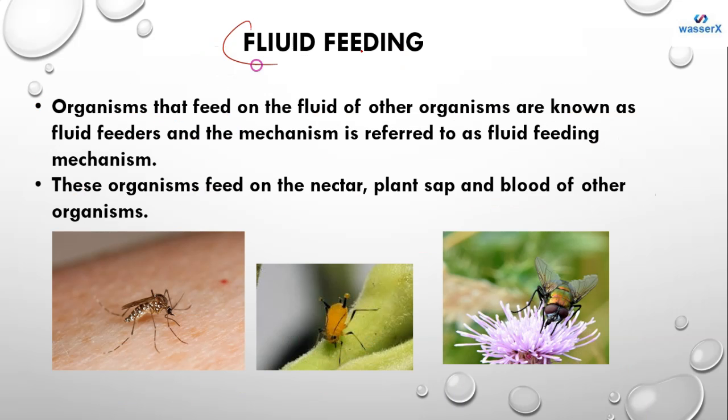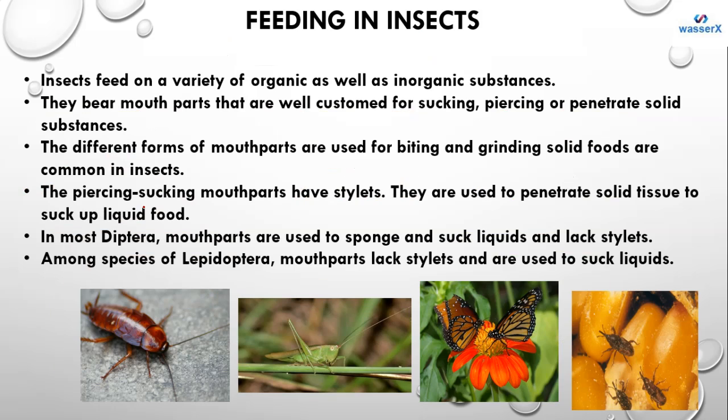Now we have fluid feeding. These are the fluid feeding animals, basically insects. Organisms that feed on the fluid of other organisms are known as fluid feeders, and the mechanism is referred to as the fluid feeding mechanism. These organisms feed on nectar, as you can see in the example of bees, plant sap, and the blood of other organisms as well. So these are what we call fluid feeding creatures.